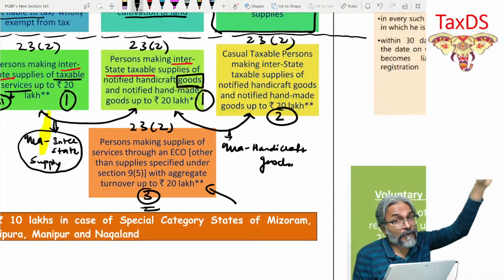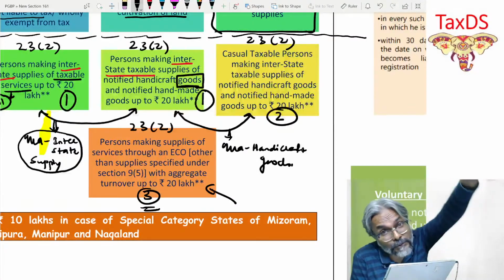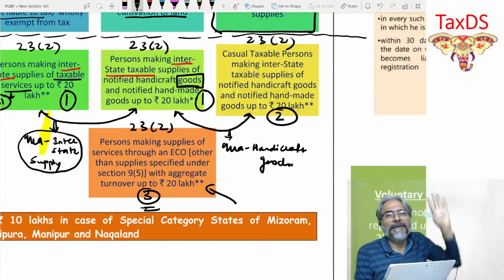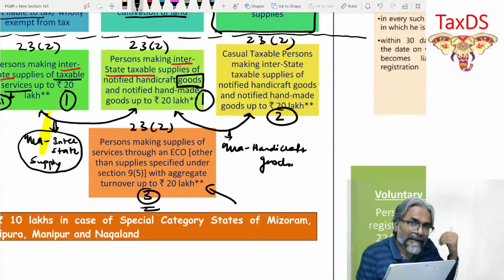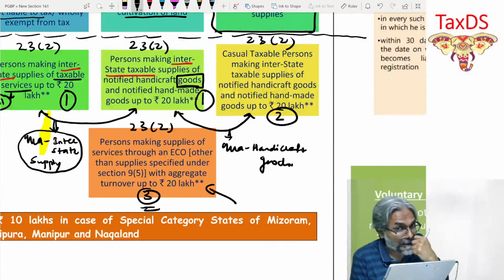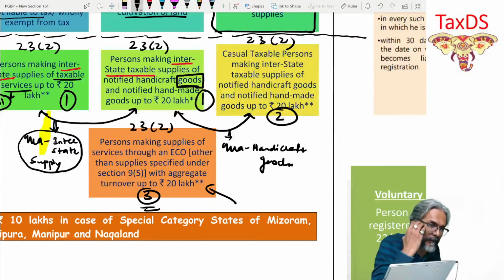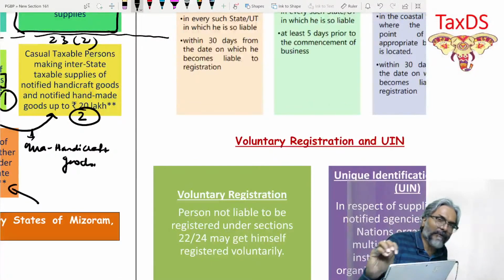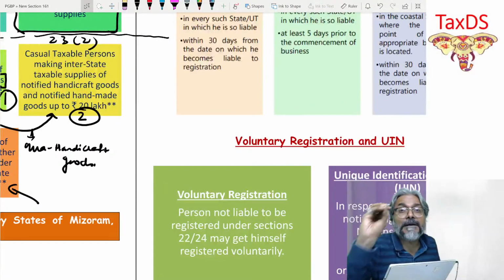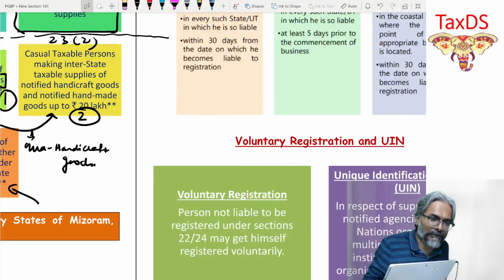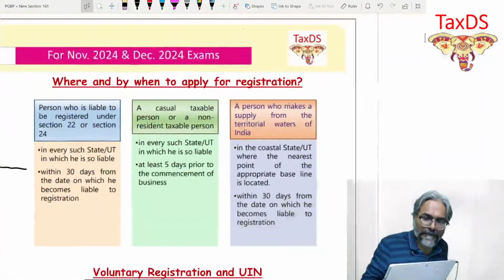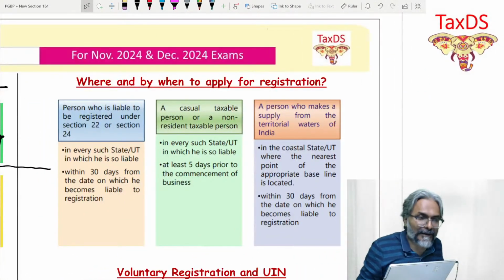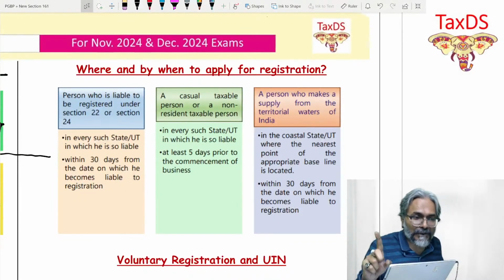But what about a supplier of goods? If he is supplying the goods through ECO of only rupees 5 lakhs or 2 lakhs or 1 lakh or 50,000 only during the entire year, will that supplier be obligated to registration? And the answer is yes. I hope that all of you are clear with this one. All the questions, students, 95% of the questions are based on what we have discussed up till now. And that we will see. Having understood this, now comes the presentation part.